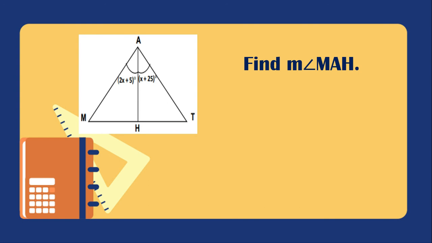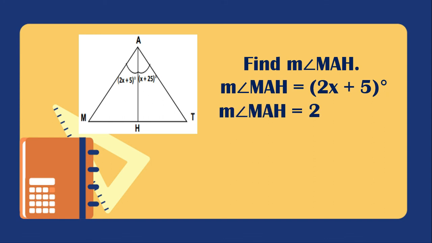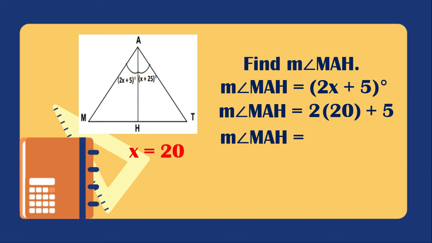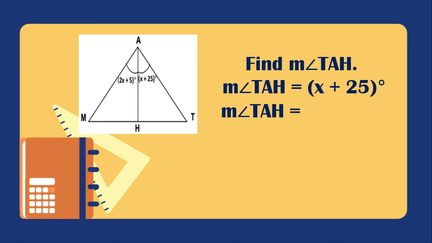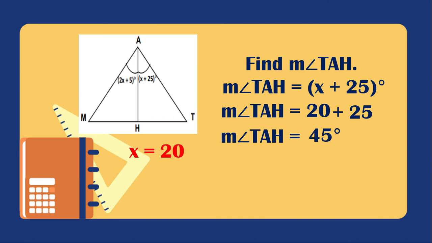Let us now find the measurement of angle MAH. We know that the measurement of MAH is 2x plus 5. So we will copy 2, and then the value of x is 20, so we will just substitute, and then plus 5. The measurement of angle MAH is 2 times 20, that is 40, and then plus 5. The measurement of the angle is 45 degrees. How about the measurement of TAH? x will become 20, so we will just substitute, and then plus 25. The measurement of TAH is also 45 degrees.